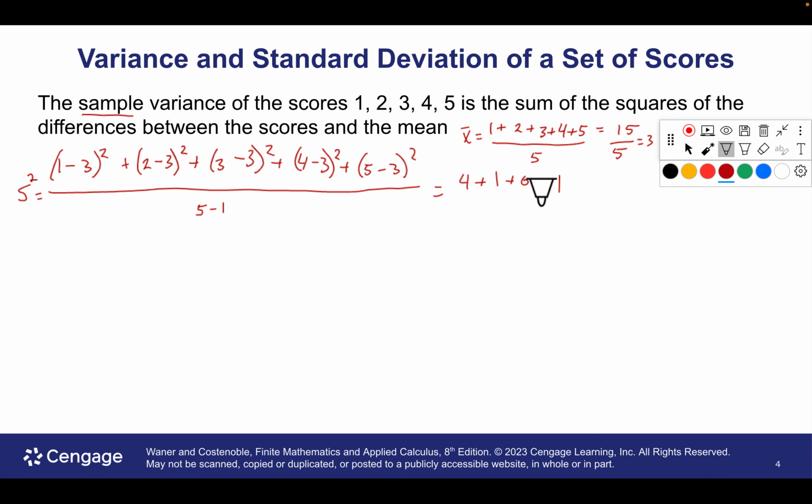And we square it and we get positive 1. 5 minus 3 is positive 2. And we square it and we get positive 4. And we're going to divide that all by 4.